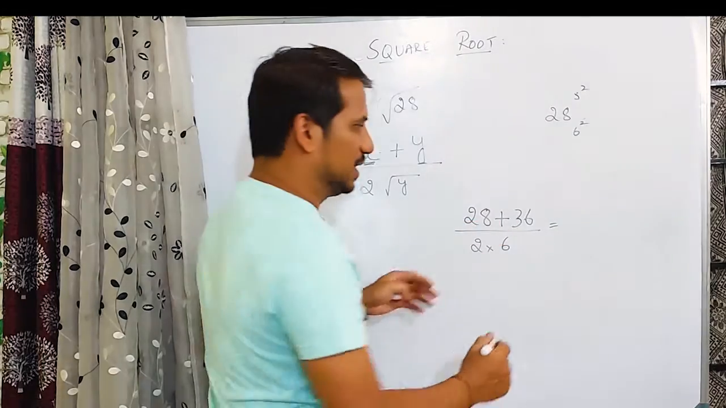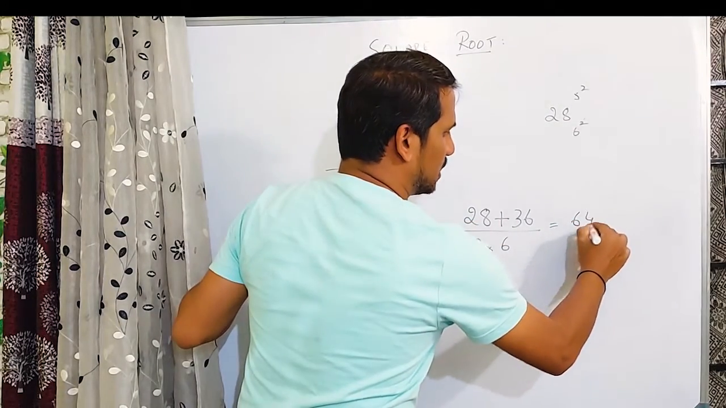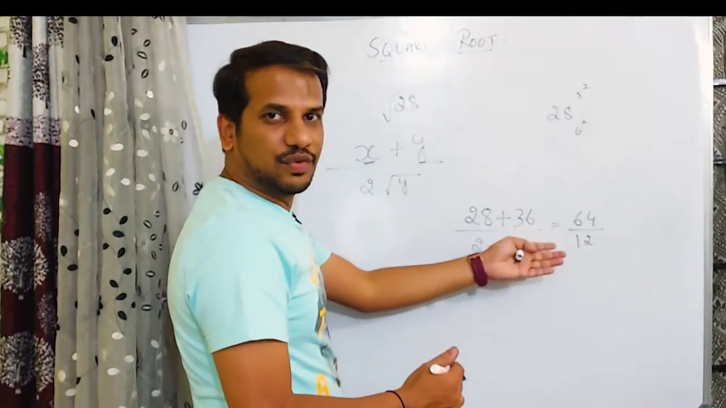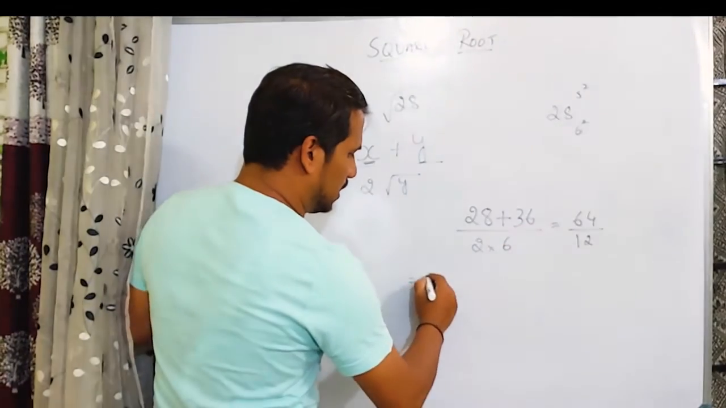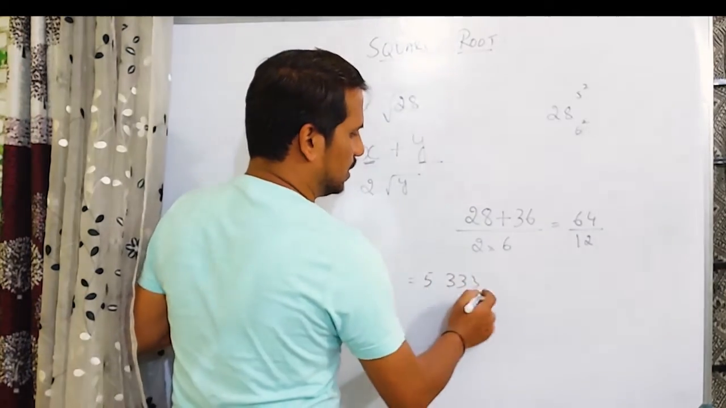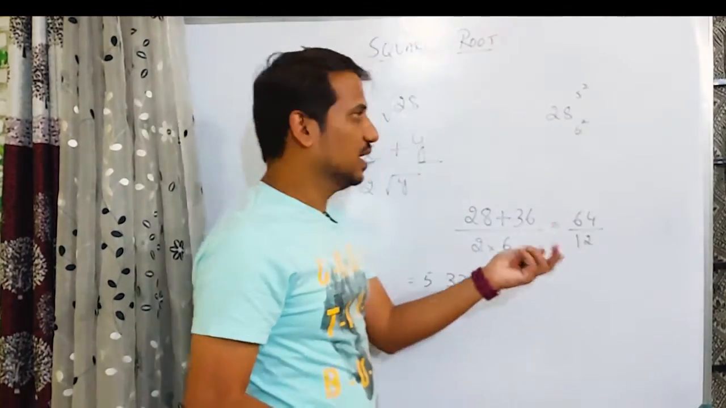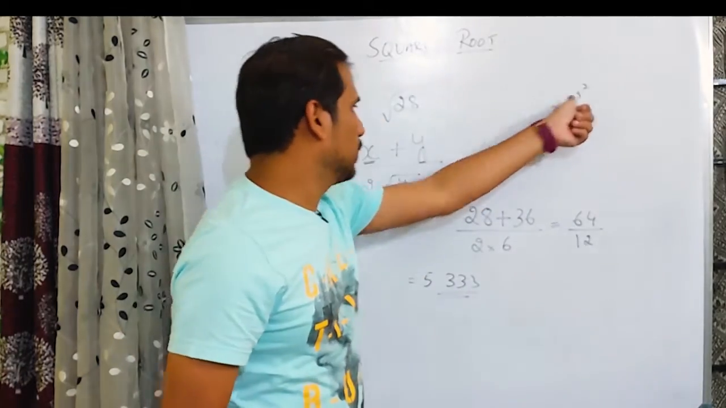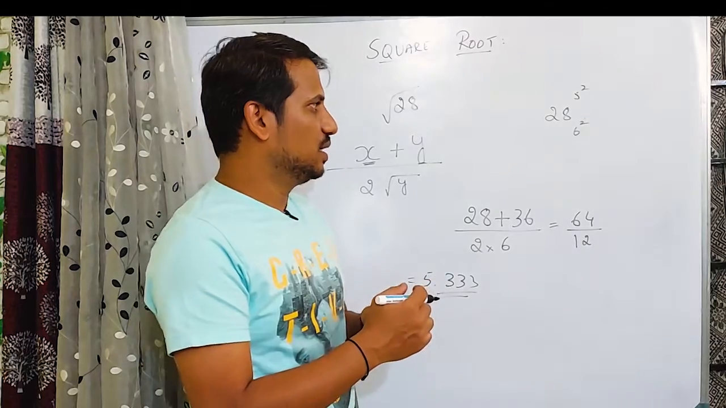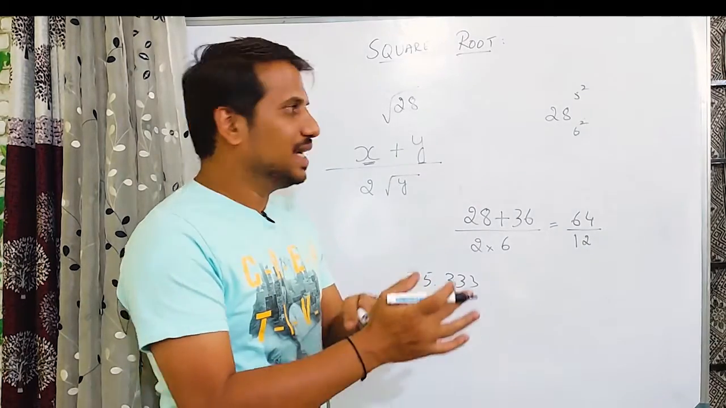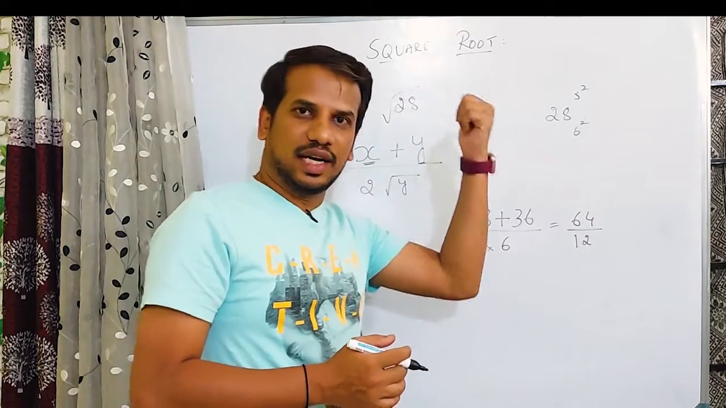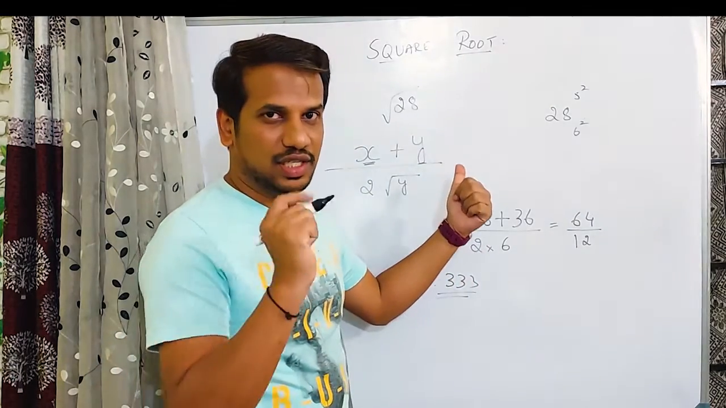Just you need to add this. This comes out to be 64 divided by 12. So 64 divided by 12 is nothing but 5.333. So it's almost the same answer. Either you consider 5 square as y or 6 square as y, the answer comes out to be approximately almost the same value of square root of 28. So either that way or this way. We'll take another example. We'll just verify that.